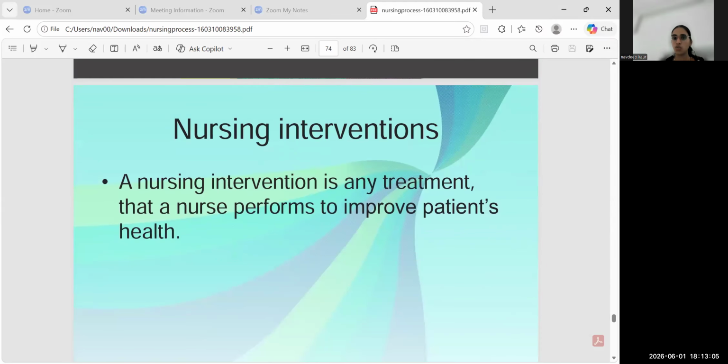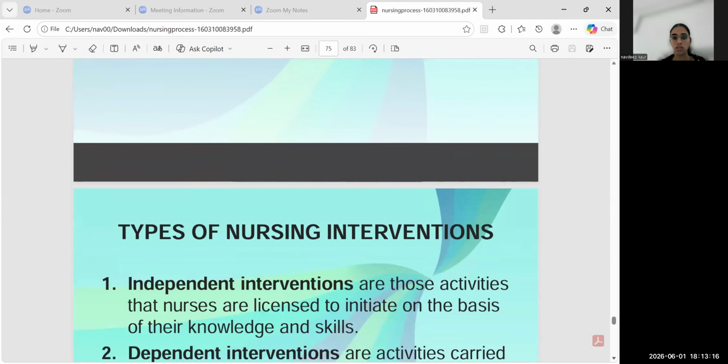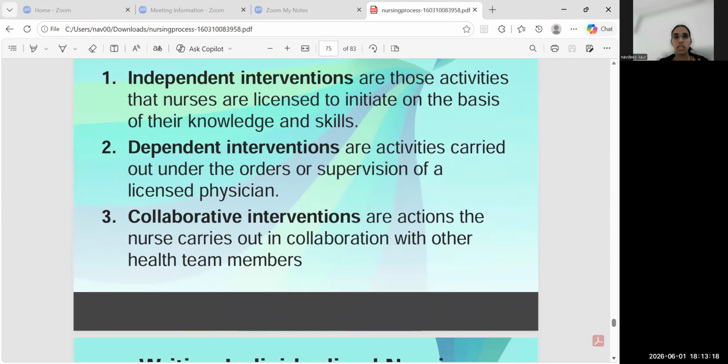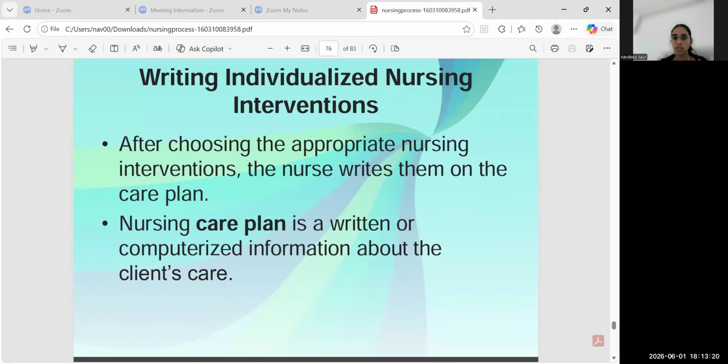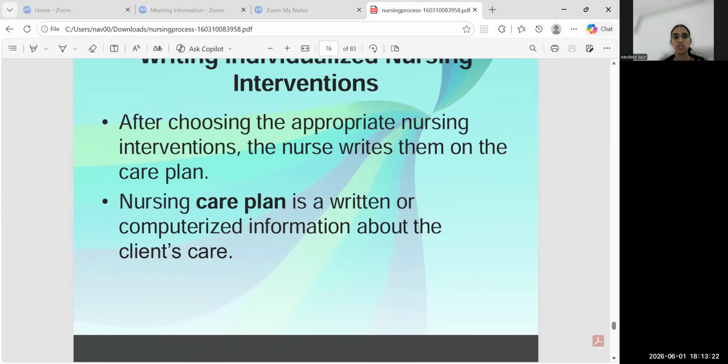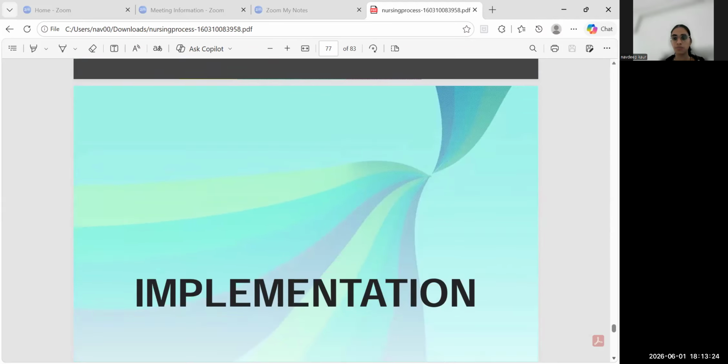Next is the nursing interventions. Nursing intervention is any action that we are taking to reduce or to promote comfort or to prevent further problems to the patient. In intervention, we always involve the patient and we are maintaining the nursing care plan.